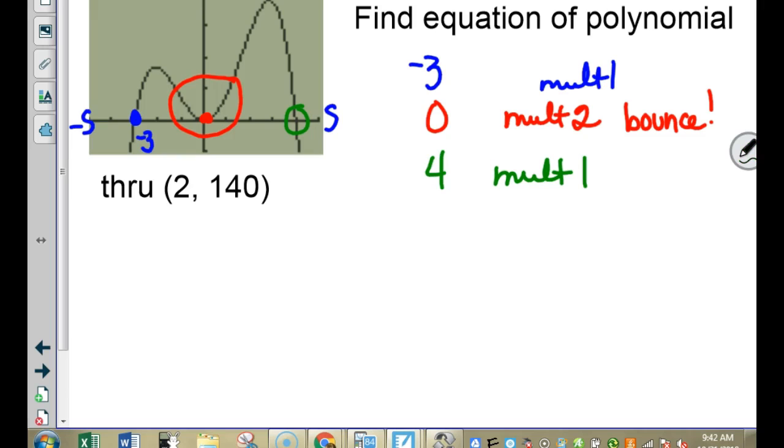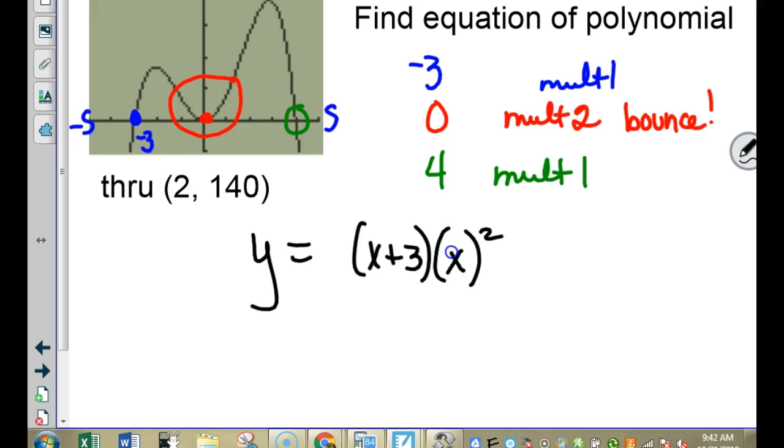Okay, so we're almost done. We have y equals what? X plus 3. X squared or x minus 0 squared or x plus 0 squared, it doesn't matter. X minus 4. Okay, the only last little part is we have to figure out if there's a stretch. They call it K for some reason on these. You can call it A, it doesn't matter. What are we going to put in to find that?